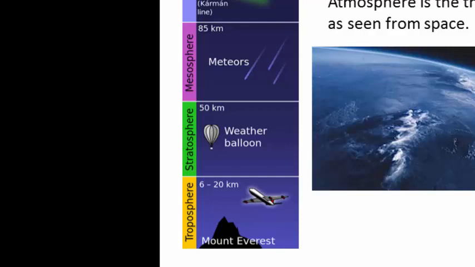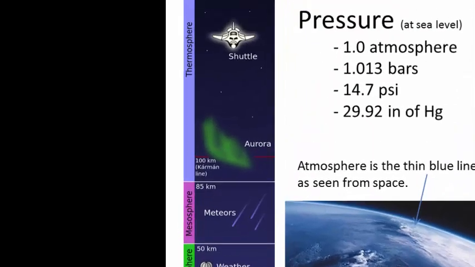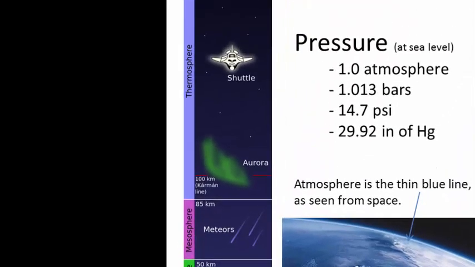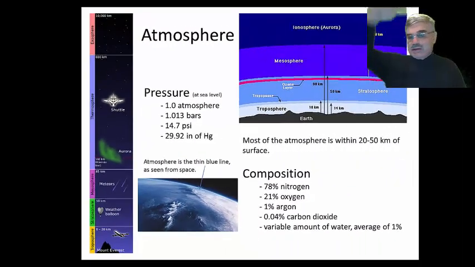Then above that, we have the stratosphere, where maybe weather balloons and maybe some supersonic jets can fly. That goes up to about 50 kilometers. Above that, we have the mesosphere, and that's really where meteors die. And above that, we have the thermosphere and then the exosphere. And really, we're talking about space at that point when you go that high. That's where the shuttle flies.